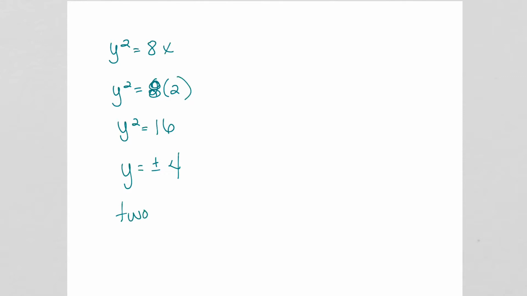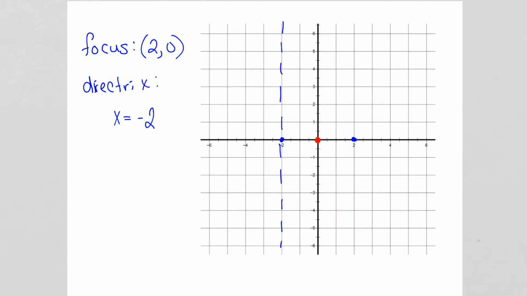So our 2 points would then be 4 above our focus. That's the point 2, 4, and 4 below, so the point 2, -4. And now we can draw our parabola.